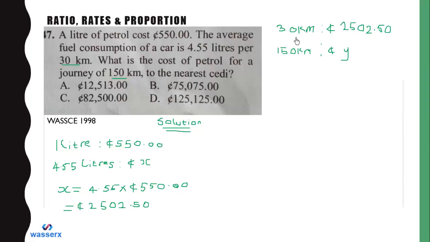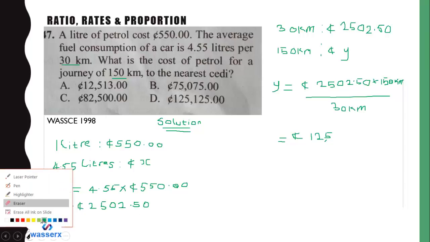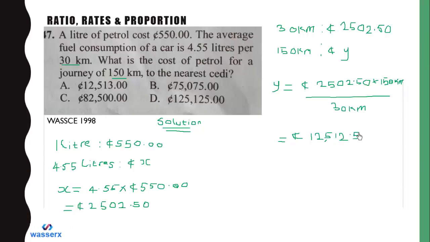So we know that this will be more. If 30 costs 2,502.5, then 150 will be more. So if more, less divides. So the less of 30 and 150 will divide. Therefore 30 will divide. So we have 2,502.5 times 150 kilometers over 30 kilometers. This will be equal to 12,512.5 cedis. Now to the nearest cedi, we are going to get 12,513 cedis. So the correct answer is A.